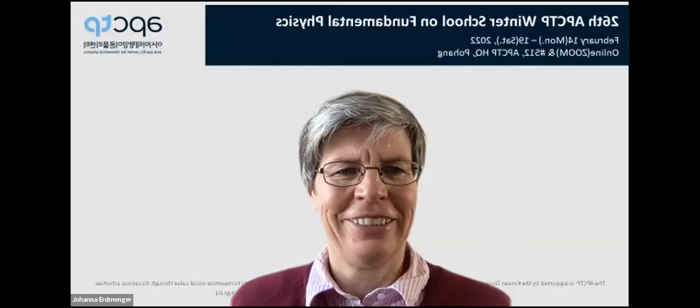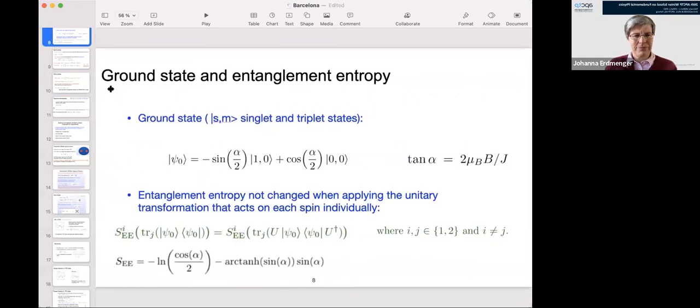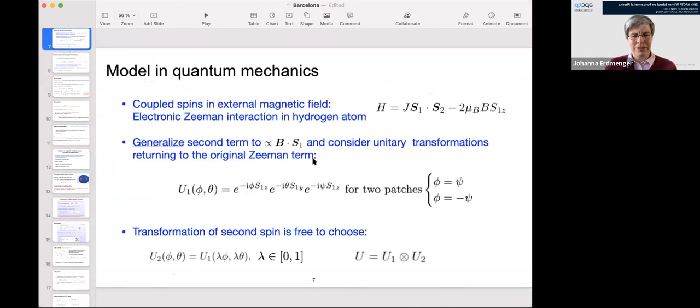Okay, so anything else? So where are you integrating over this Berry phase? Okay, let me share the screen again. We're integrating over theta and phi. Let me go back to the model. So we have two spins, and they interact with each other, and they're entangled. For each of them we have a sphere which is parameterized by theta and phi.